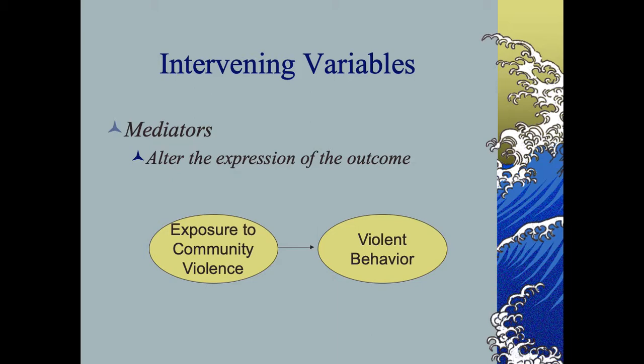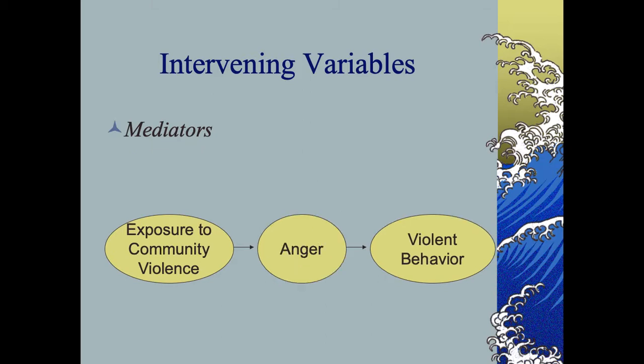Mediators are more about the sort of floodgate, I'd say, or the expression of the outcome, to where the mediator dictates whether that outcome stems from that original IV, in this case, exposure to community violence. So let's say anger is a mediator. This ECV variable leads to anger, anger leads to violent behavior. If anger doesn't happen, violent behavior doesn't happen. So it's sort of integral in the process, or it mediates that relationship.